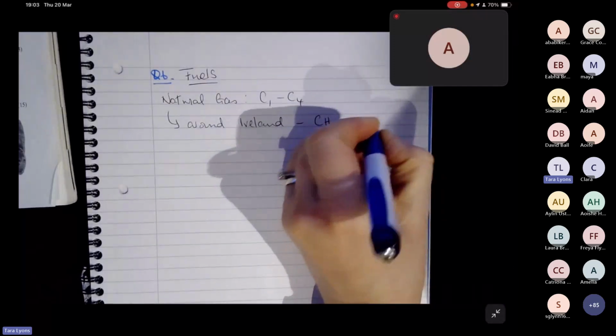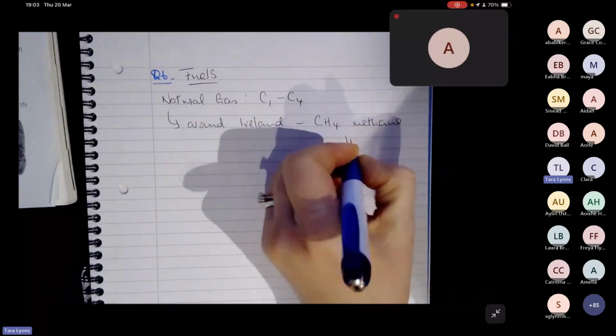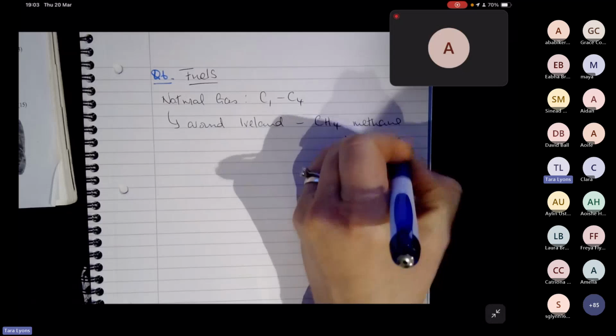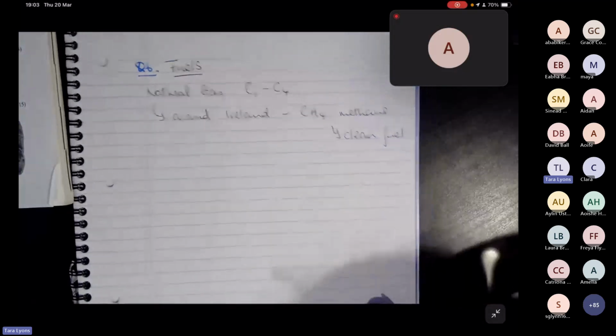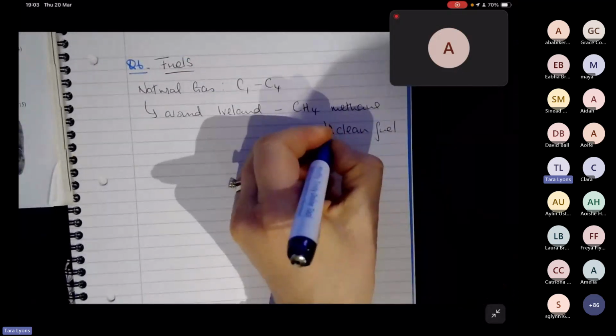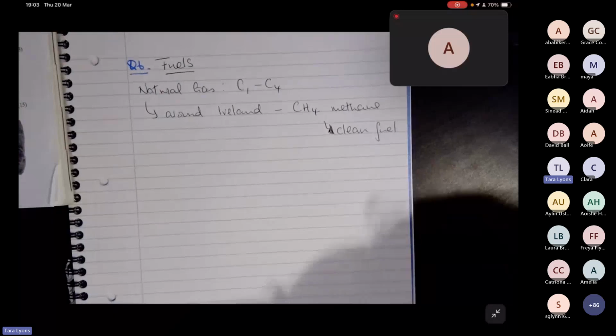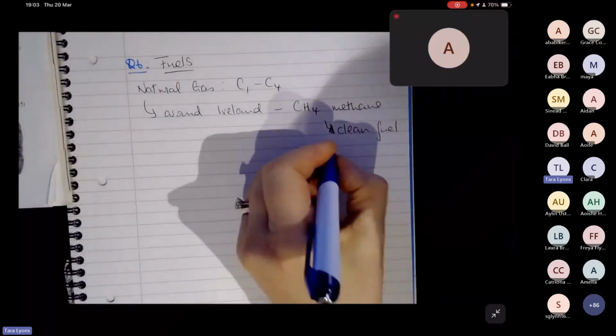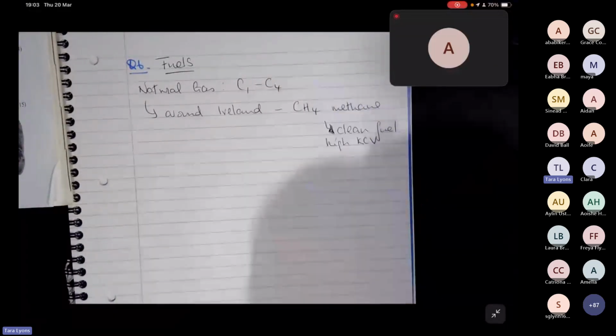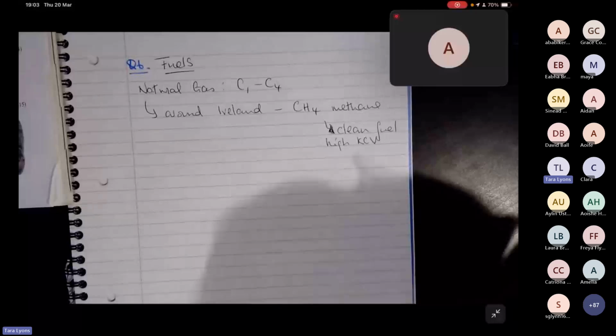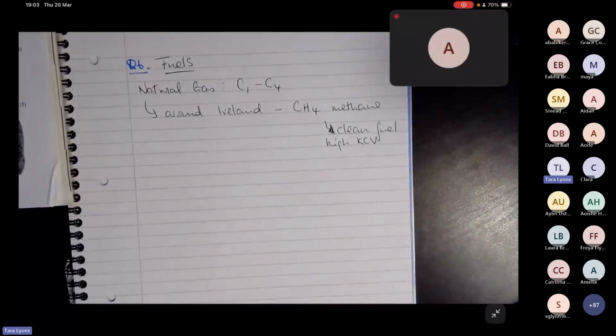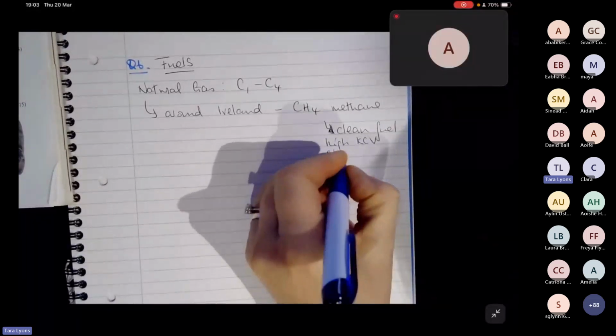And the reason why that's good is because it's a clean fuel. So we don't get an awful lot of soot or dust or smoke particles from it. And it has a high kilogram calorific value, meaning you get a lot of energy from it. So as a fuel, that's very good. Another advantage is it's stable.